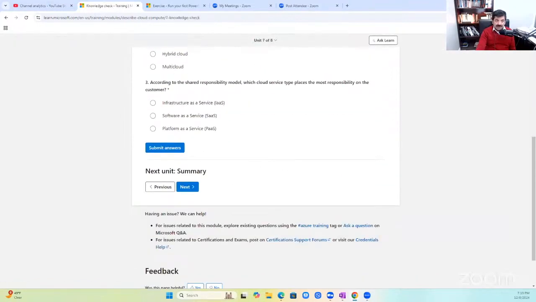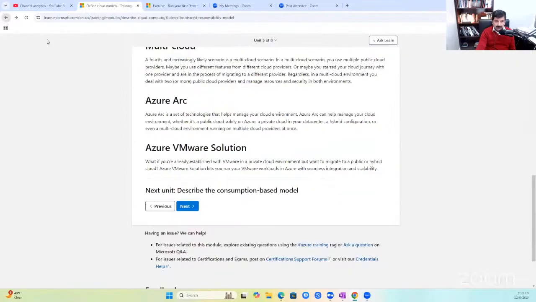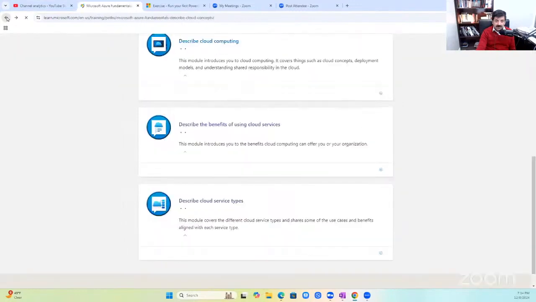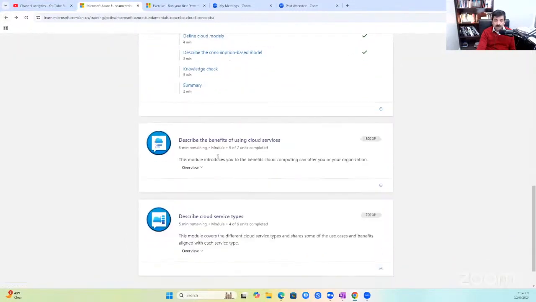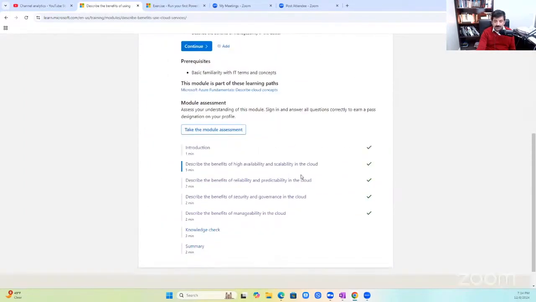So that finishes basically Azure cloud fundamentals. The next question is why we need to go to Azure. What is the benefit of going to the cloud?